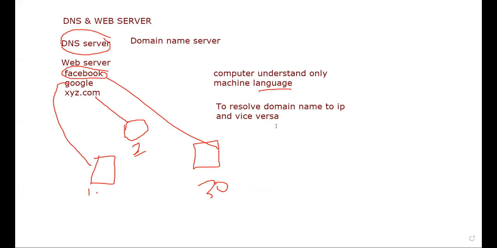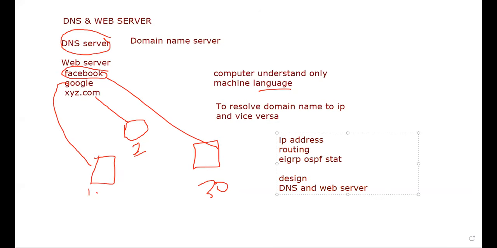Okay. So today we have to configure these things in our design. We need IP addressing today. We need any routing. You want to use EIGRP, OSPF, static routing, any routing you want to use, you can use. You need one design in which we have to use DNS as well as a web server. So let's start with that. I'm starting my Packet Tracer.